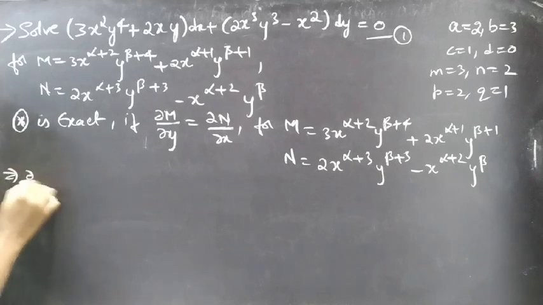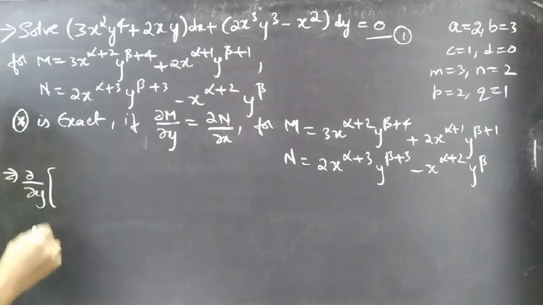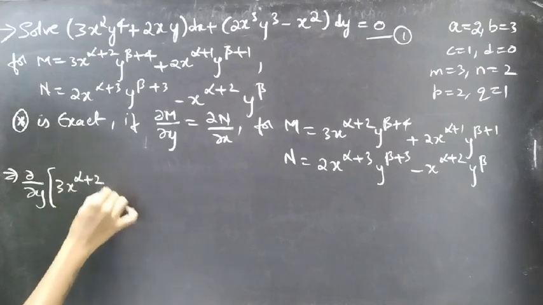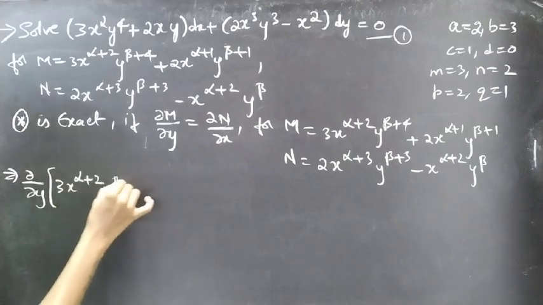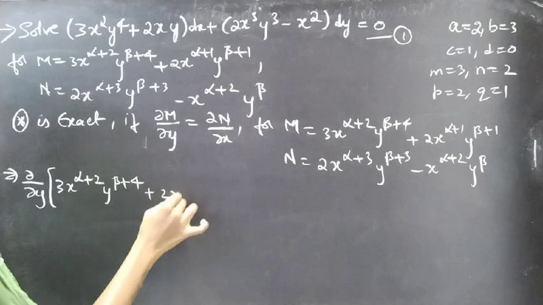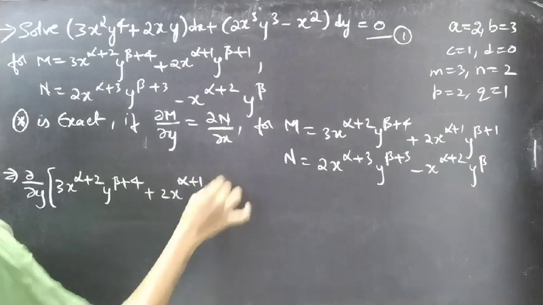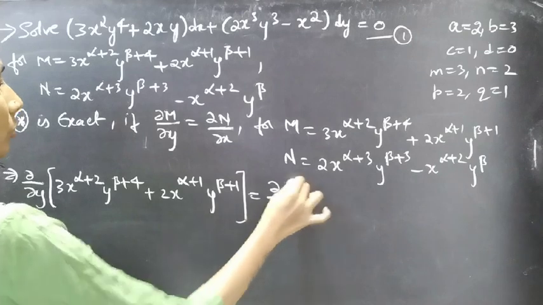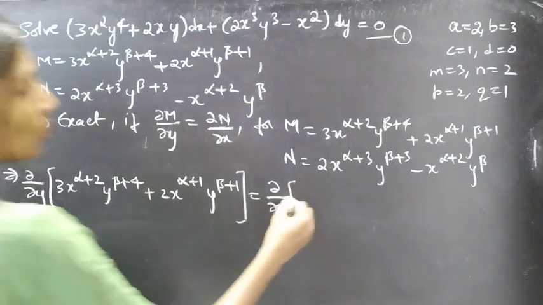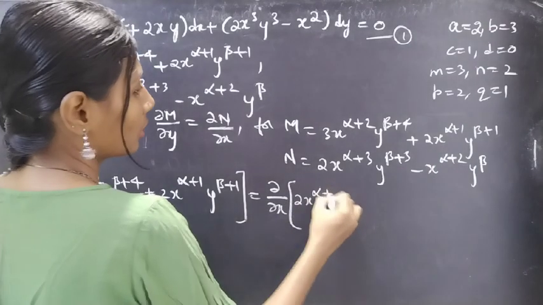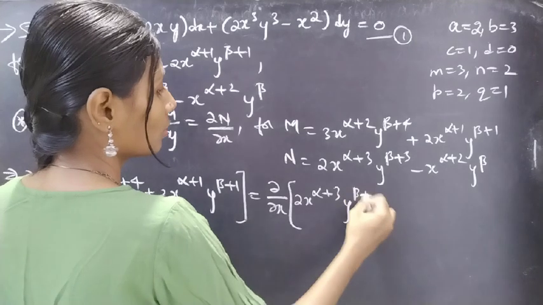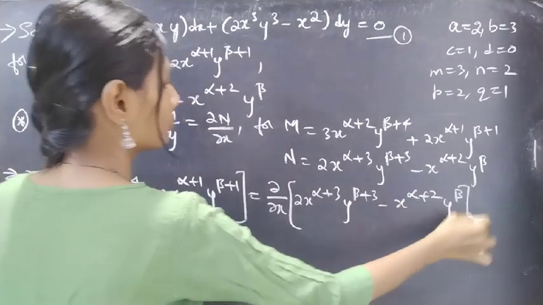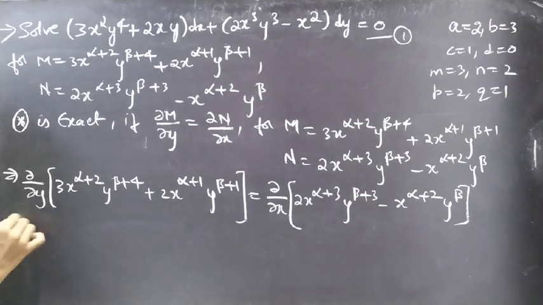Then partial derivative of M with respect to y for M equal to 3x power alpha plus 2 y power beta plus 4 plus 2x power alpha plus 1 y power beta plus 1 equal to partial derivative of N with respect to x for N equal to 2x power alpha plus 3 y power beta plus 3 minus x power alpha plus 2 y power beta, right?